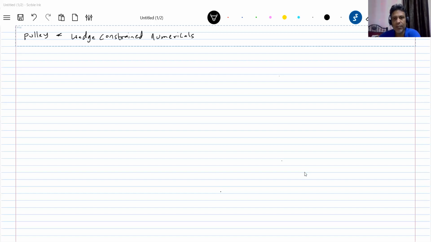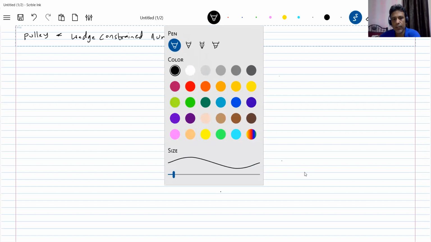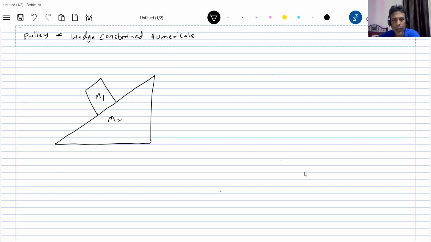Let me begin with the question. This is M1, M2, and this is a pulley. I'm connecting the pulley to that so that there won't be any confusion for you. And this is a rope. This rope is pulled by a force F.